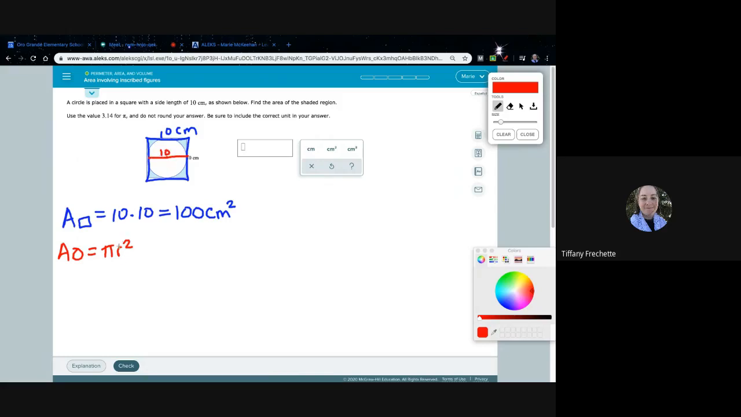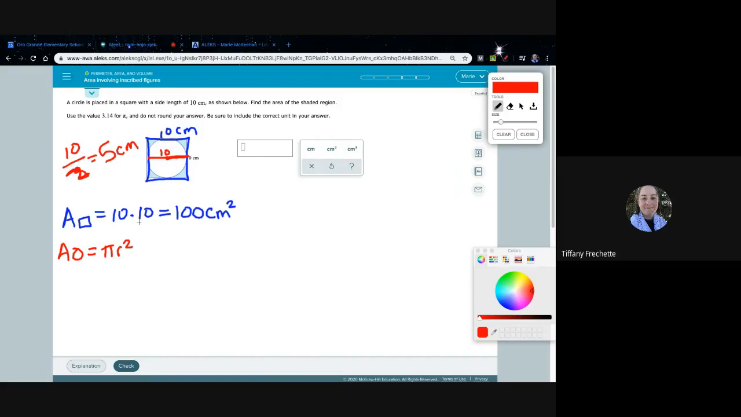Well, I don't want the diameter. I want the radius. Remember, radius is just half of the diameter. So I'm going to take the diameter and divide by 2. And I get, whoops, that was silly. I said divide by 2 and I wrote the answer under there. That was my silliness. So we get 5 centimeters.